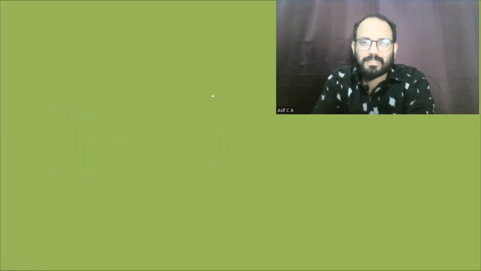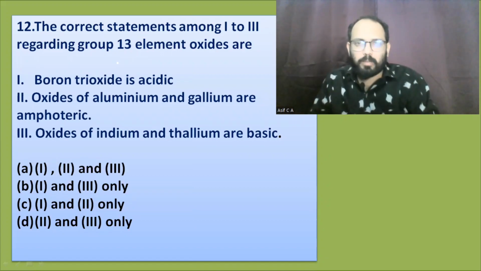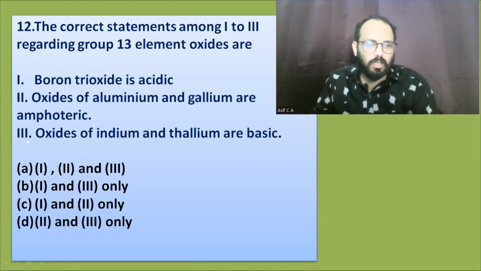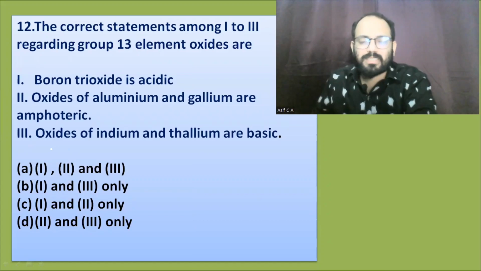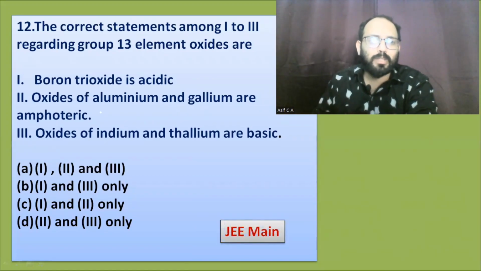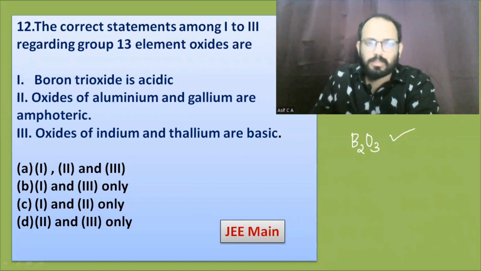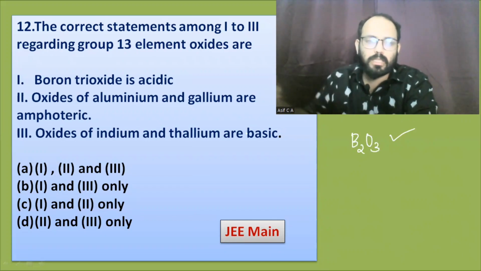But look at this question. Among statements 1 to 3, the correct statement regarding group 13 element oxides. They have given 3 statements about group 13 element oxides, and we have to say which statements are correct. Do you know which question this is? JEE Main question. Look, boron trioxide is acidic. B2O3 is acidic. Yes, correct. We just saw that non-metal oxides are acidic.